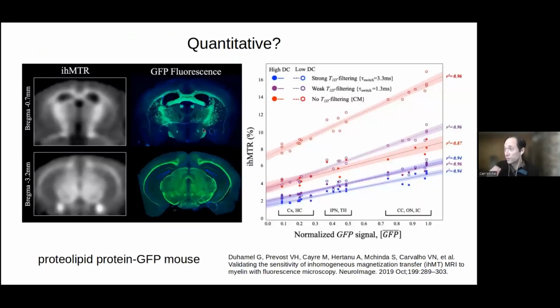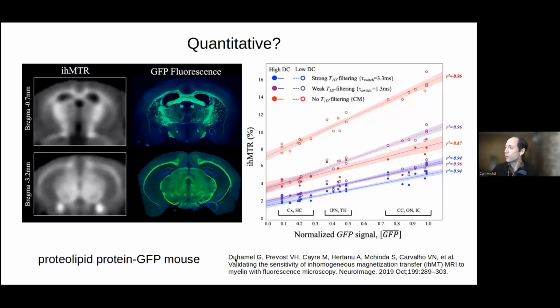As a nod to the theme of the conference here and the question of, is this a quantitative technique? There is actually some work out there now that does make it appear as though this technique can be quite quantitative and sensitive to myelin. These are experiments done in genetically modified mice that produce green fluorescent protein in their mature oligodendrocytes, which is believed to be a good marker for myelin.